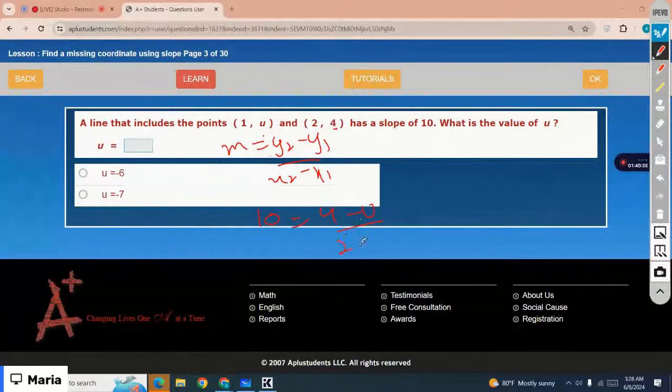That is 10 equals (4 minus v) over (2 minus 1), and 2 minus 1 is 1. So 4 minus v equals 10. Then negative v equals 10 minus 4, that is 6. So v equals negative 6. The correct option is v equals negative 6. Got it? Option number 1 is the correct option.